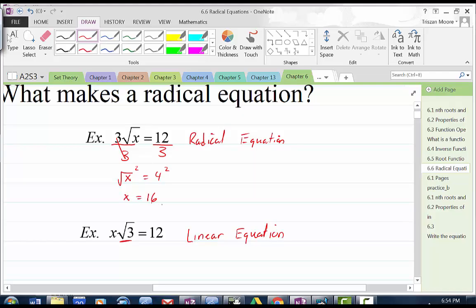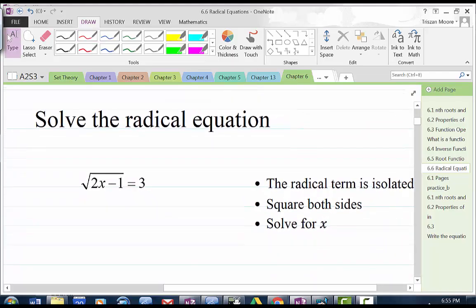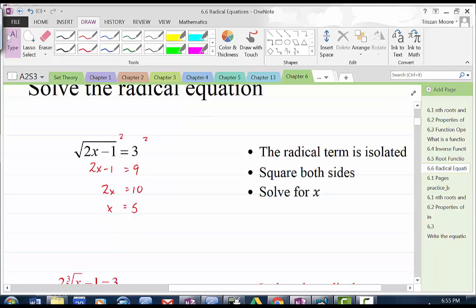So pretty much that's how we do radical equations. If I give you radical equations, they should not be that bad. All we're doing is isolating the radical, and then we're going to square both sides. Here the radical's already isolated. So let's square the radical, and we'll end up with 2x minus 1 equals 9. Then 2x equals 10, x equals 5. Just like a regular old equation. So it's nothing really to it.